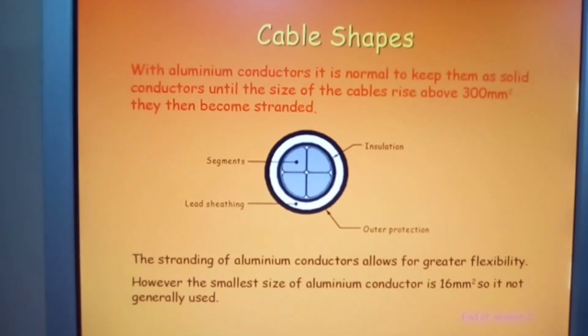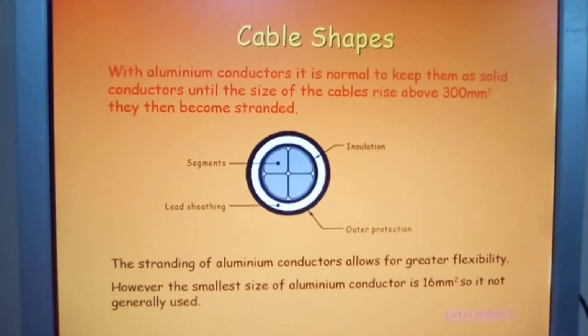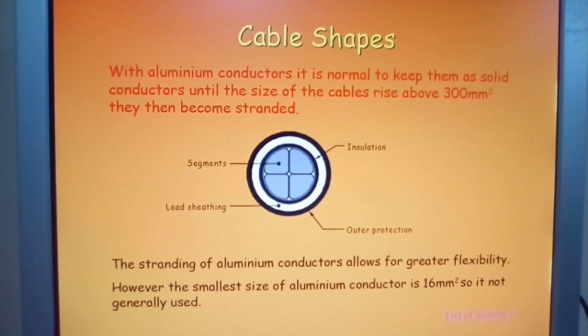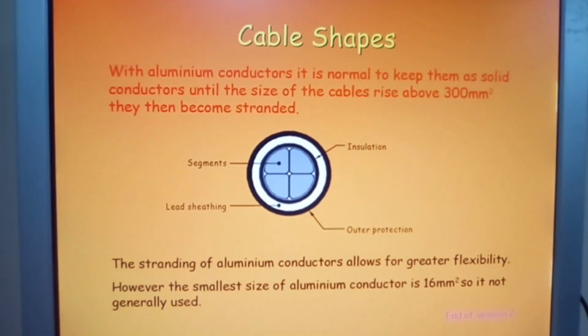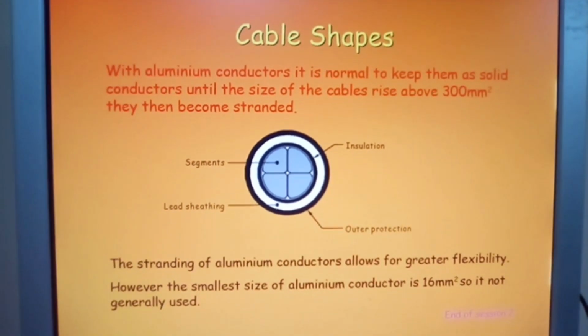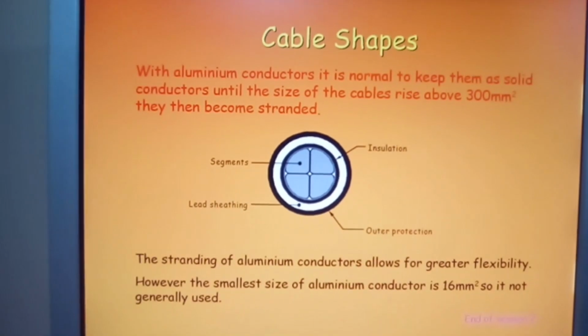Now, I hope you found this useful. Again, look up your work. Look at today's criteria. Look at the requirements of cable size and the type of cable in addition to the type of information you have been given.